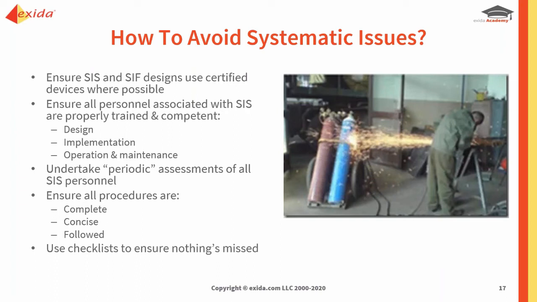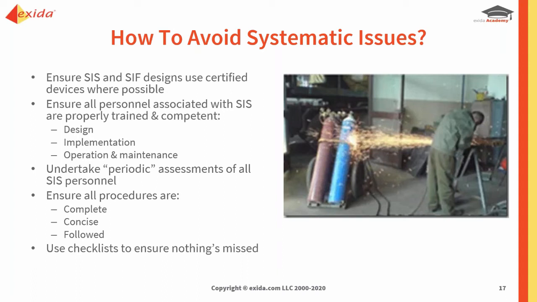How can we avoid systematic issues? Well, we make sure that the SIS and its SIFs have been designed using certified devices wherever possible. Now, I know that's not necessarily the situation, because some legacy sites will have existing equipment. So we have to make sure that we have enough justification for the existing equipment. We have to make sure all our personnel associated with the SIS are properly trained and competent. And it has to cover design, implementation, operation, and maintenance. This is also true of any contractors or third parties you're using.